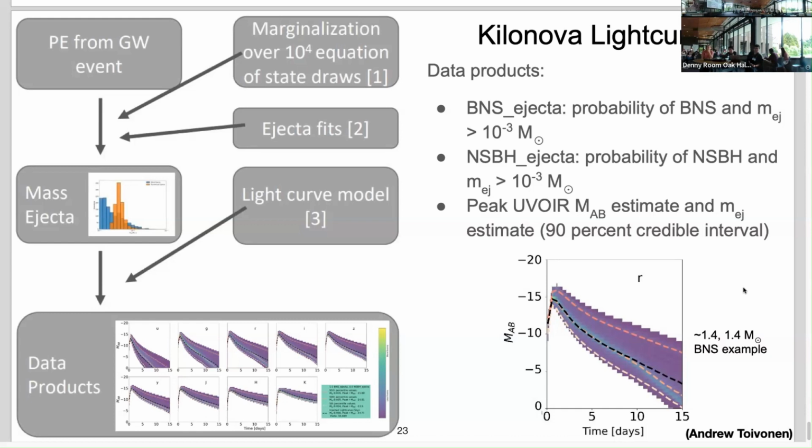So that would be BNS, which is binary neutron star ejecta, or NSBH, which is neutron star black hole merger ejecta, probabilities of each of those, as well as ejecta mass estimates. And then he wants to provide this at a 90% credible interval from the UV to the infrared AB magnitude estimates. And so this is a work in progress, but with LIGO O4 underway, it'll be important to keep pushing forward on this and hopefully get these added to the products that are released.